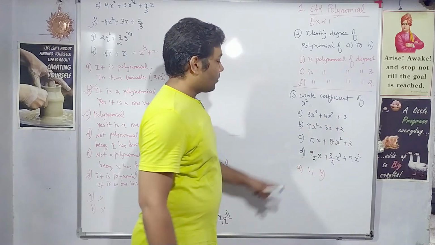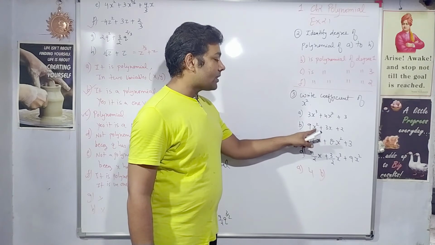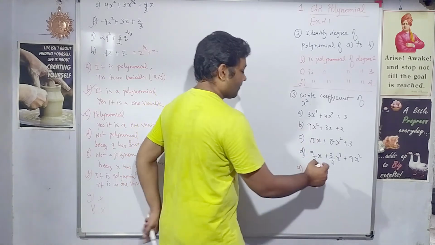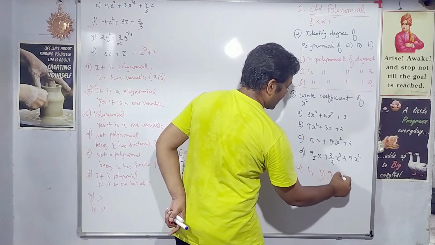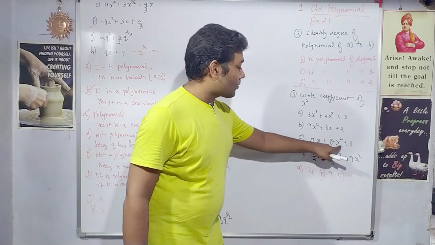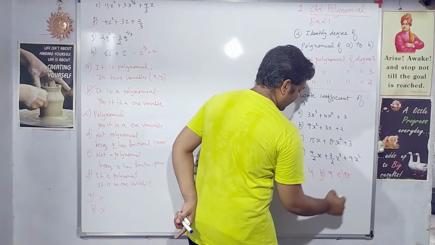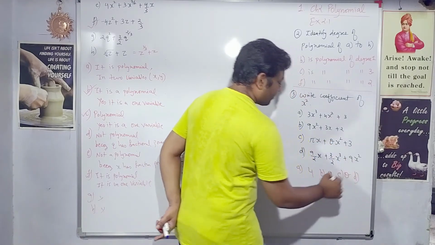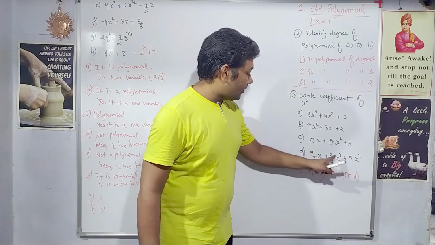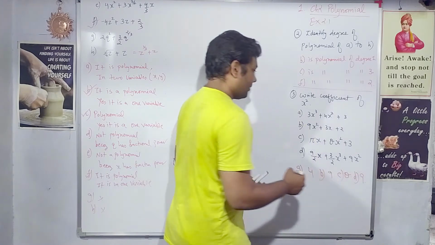Then for B, what is the coefficient of x square? Here we have x square, and what is there with the x square? 9. So the coefficient of x square is 9 for option B. For C, what is there with the x square? Theta. So the coefficient of x square here is theta. Then for option D, what is there with the x square? Here we have 9, right?